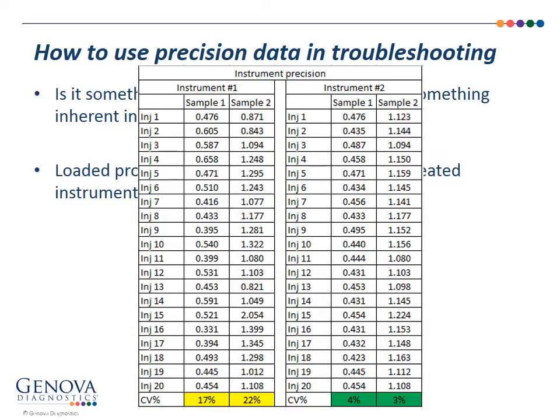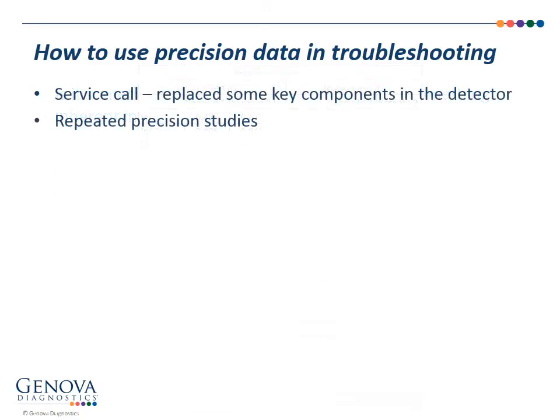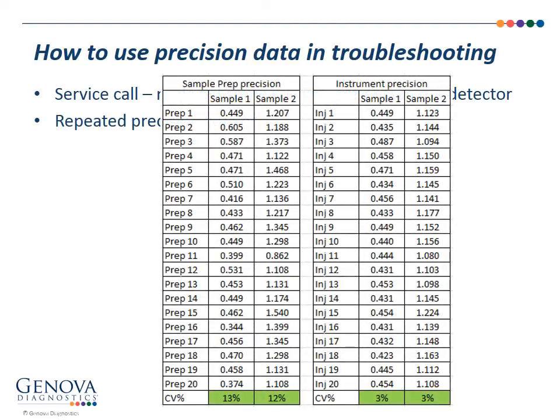So now we have actual proof that there's something different about instrument 1. Because you see instrument 2, CVs of 3 and 4%, which falls right into that less than 5% that we were expecting. So this is proof. Something's going on with instrument 1. So we placed a service call with the manufacturer. They came out and they replaced some key components in the detector, some of the optics, that sort of thing. And then we repeated both precision studies. And this time we got the results that we expected. CVs on the sample prep below 15 and CVs on the instrument precision below 5.